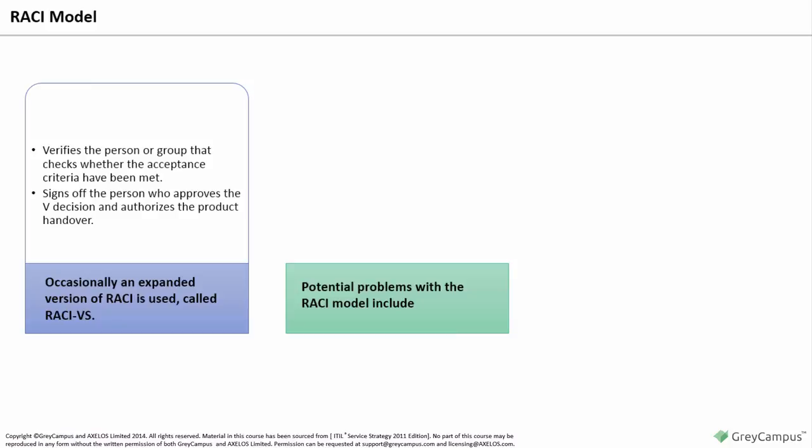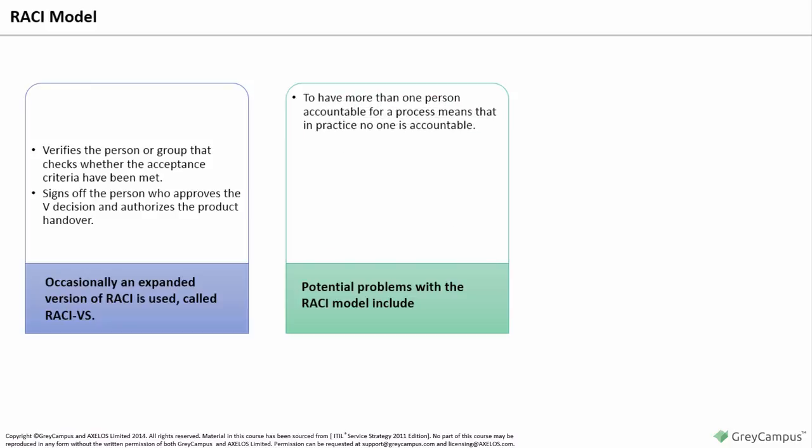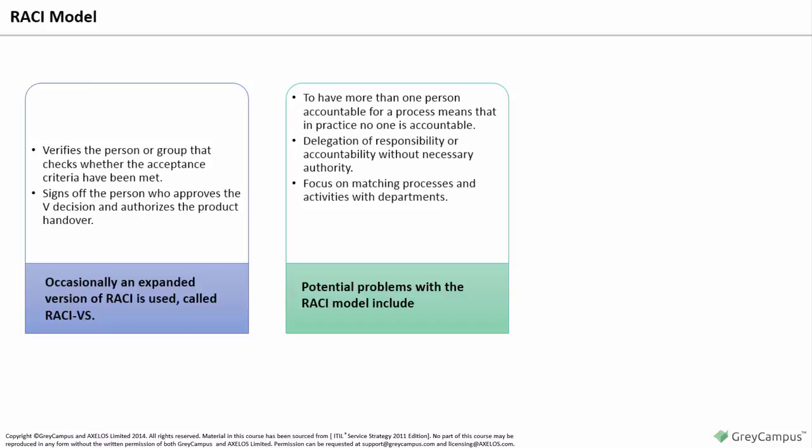Potential problems with the RACI model include: having more than one person accountable for a process means that in practice no one is accountable; delegation of responsibility or accountability without necessary authority; focus on matching processes and activities with departments; incorrect division, combination of functions, conflicting agendas or goals.